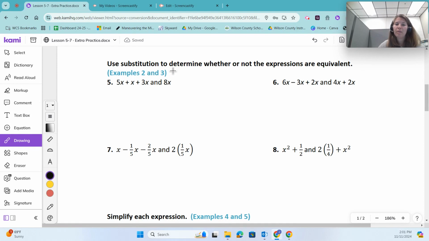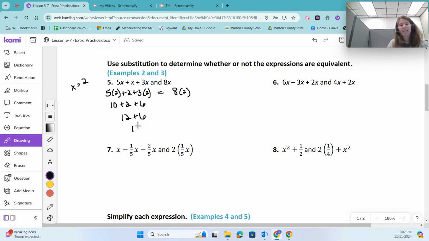And this one says use substitution to determine whether or not expressions are equivalent. That means I can pick a number and substitute it in for the variable to determine if these are the same. So if I say x is 2, I'm going to substitute that in: 5 times 2 plus 2 plus 3 times 2. And that should equal the same thing as 8 times 2 because I'm using 2 for x in every single spot. So 5 times 2 is 10 plus 2 plus 6. 10 plus 2 is 12 plus 6 is 18. 8 times 2 is 16.